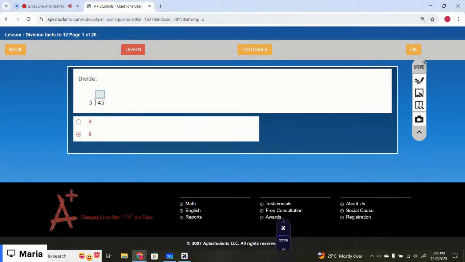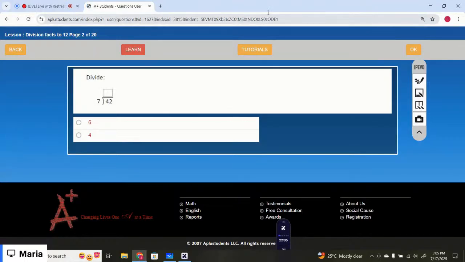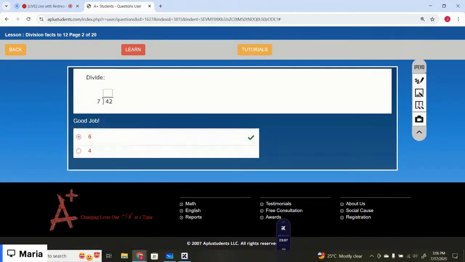Another way that would be much easier is you can count the multiplication tables, because for every number doing this repeated subtraction is not easy. 42 divided by 7. 7 times what number is 42? That is 7 times 6 is 42. So the correct option is 6. Option number 1 is the correct option.